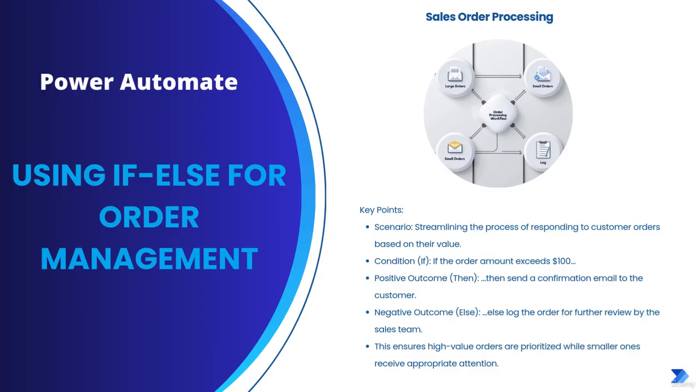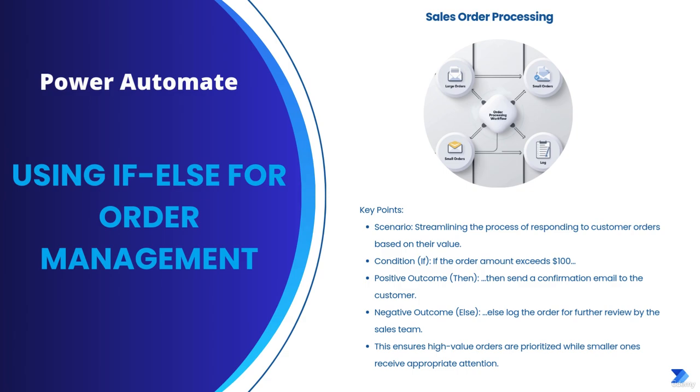Example scenarios. Scenario: sales order processing. Introduction. In a retail environment, it is vital to streamline the order processing system to enhance customer satisfaction and manage operational costs effectively. Automating responses based on order amounts can significantly improve the efficiency of communication and action taken after an order is placed.